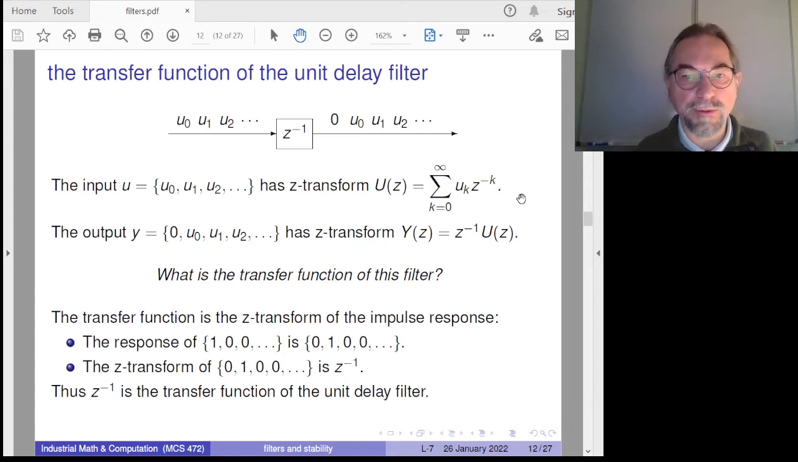Also, the property here that we can write the z transform of the output as the z transform of the input divided by z, this corresponds. But now it is formulated within the language of filters.